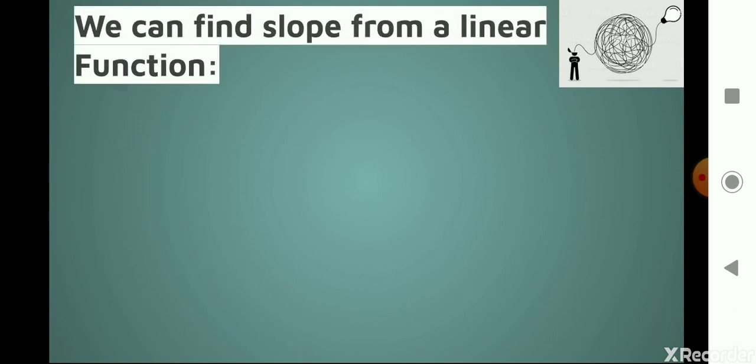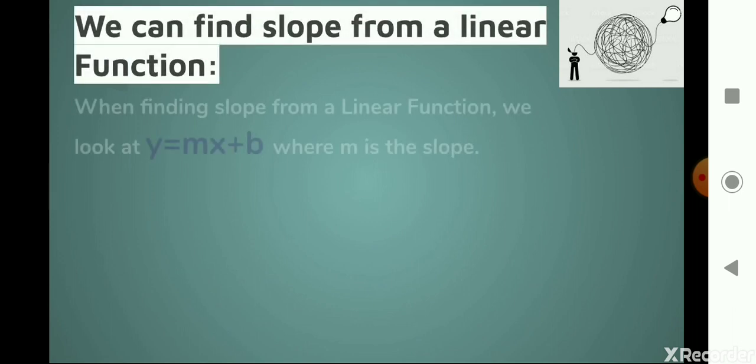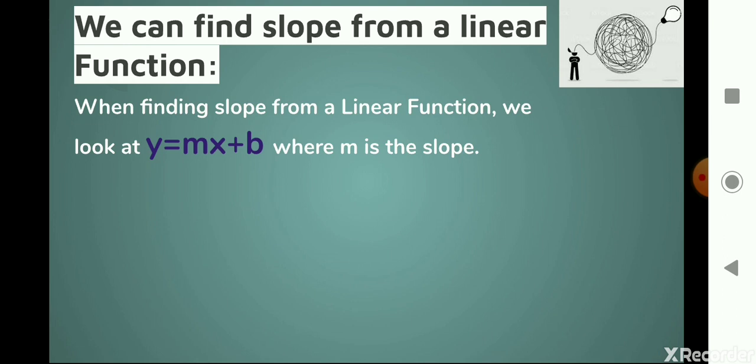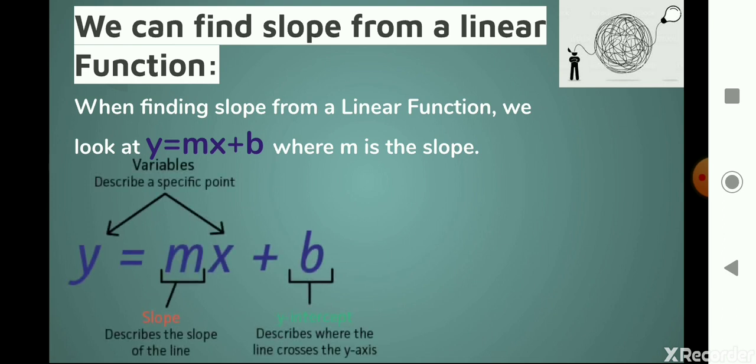Now we can also find the slope from a linear function. And we're going to have a linear function in the form of y equals mx plus b, where m is the slope. Now again, y is our output equals mx. M is the slope, which is describing the slope of the line. X is our input, and then plus b, where b is our y-intercept.